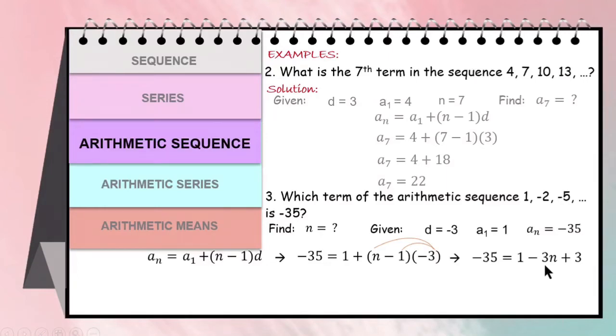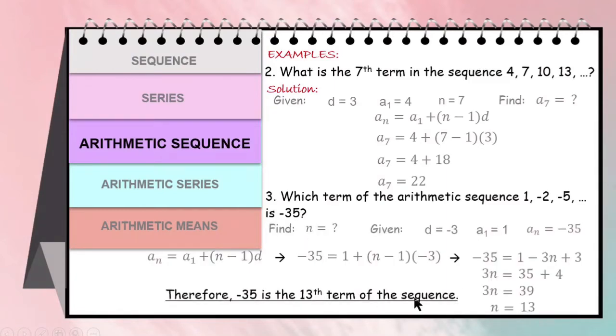Next, transpose negative 3n to the left side and the constant terms to the right side. So this is equal to positive 35 plus 4. 1 plus 3 is 4. 35 plus 4 is 39. To solve for n, divide the equation by 3. Hence, n is equal to 13. 39 divided by 3 is 13. Therefore, negative 35 is the 13th term of the sequence.